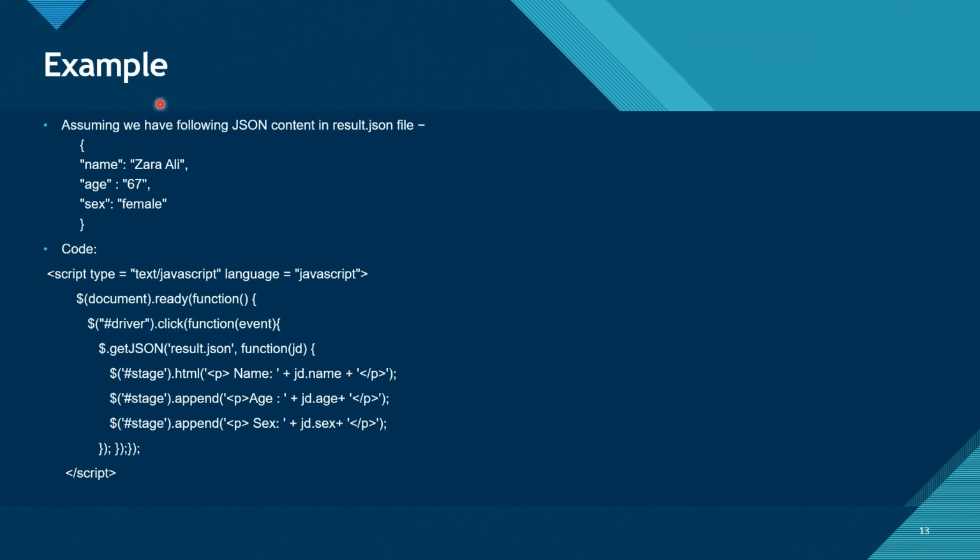In this example, we will assume that our JSON content file, result.json, contains name, age and sex. So here is a script in which we will access the driver on click function event, and after that we will implement this method, like $.getJSON, result.json and the function we have produced, and here are some optional parameters of this method.